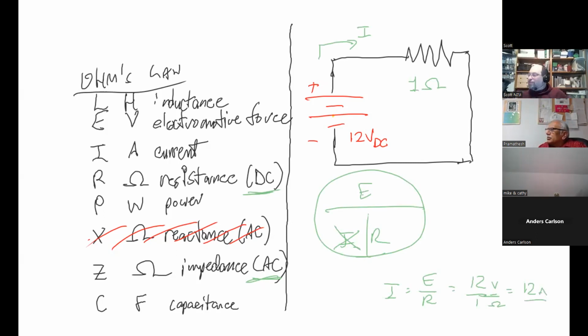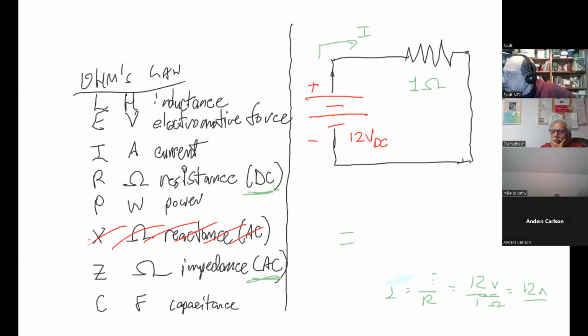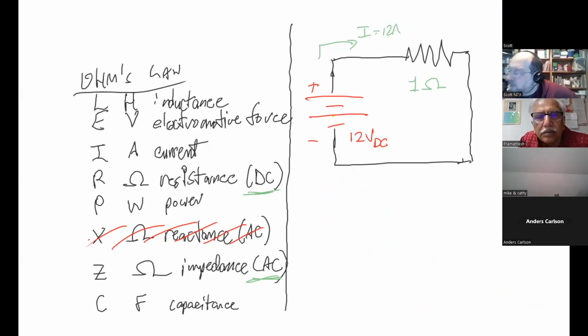Okay, so now the next step. We're going to use the second part of Ohm's law. So we know that our current is 12 amps. Here's the next part of Ohm's law. We want to know how much power.